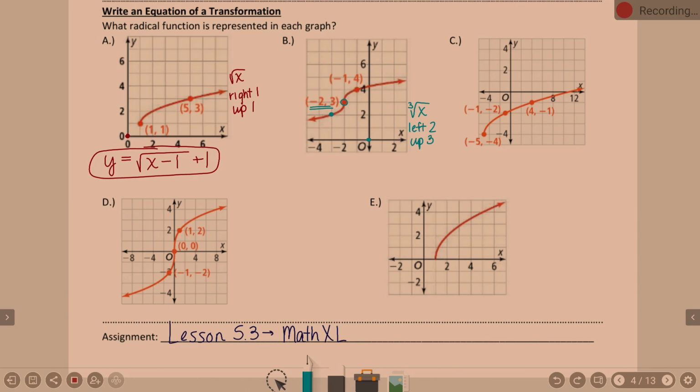If those first set of dots are right one, up one, and left one, down one, that matches with our 1, 1, our negative 1, negative 1. So that means there would not be any stretch or compression. It would just be the normal graph. So, y equals what? Cube root of x, left 2 is shown by plus 2, and up 3 is plus 3.